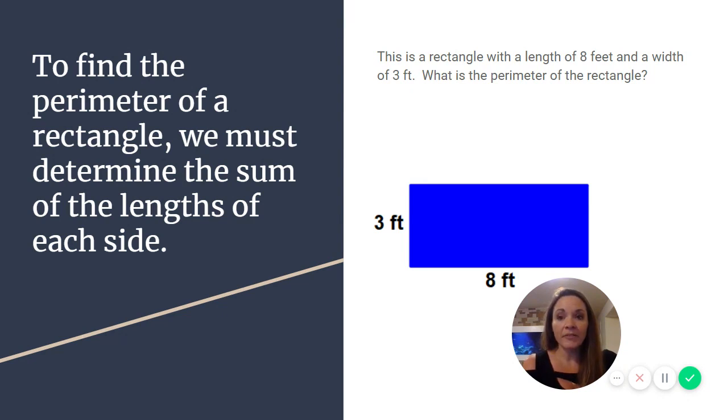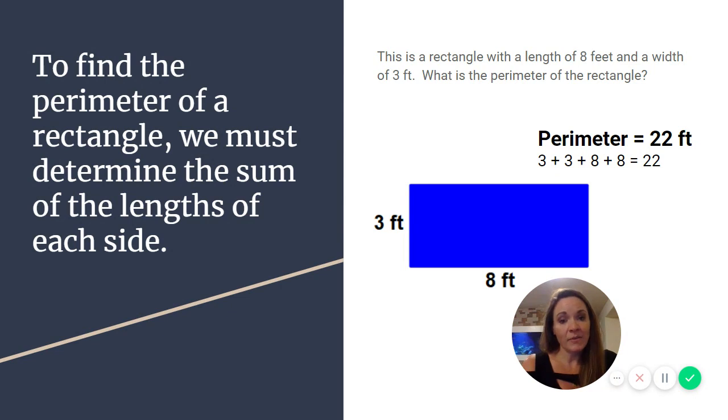To find the perimeter of a rectangle, we must determine the sum of the lengths of each side. This is a rectangle with a length of 8 feet and a width of 3 feet. What is the perimeter of the rectangle? I know that opposite sides of a rectangle are parallel and congruent. So my top side is worth 8 feet, and my side on the right is worth 3 feet. I know 3 and 3 make 6, and 8 and 8 make 16, and 16 and 6 make 22. So the perimeter is 22 feet.